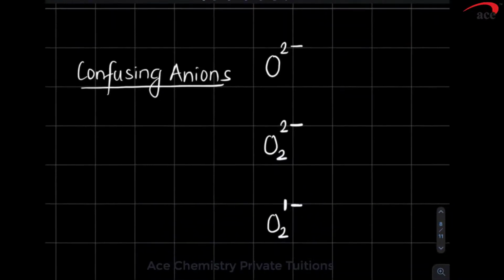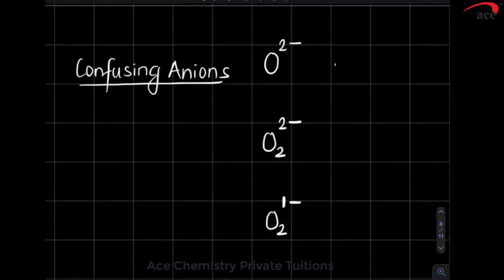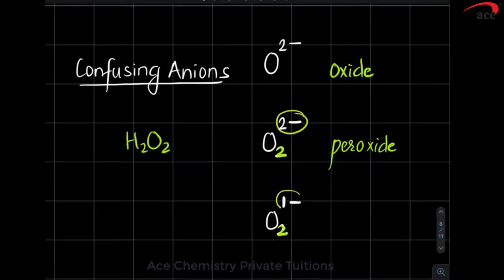Anions. There are confusing anions. This, yeah, elemental anion, oxide. Yeah, this came from hydrogen peroxide if you remember. So peroxide. Oh, this is unusual because this is also 2 oxygen. This is also 2 oxygen, but it has a -2 charge. This is a minus 1 charge. So it gets the name superoxide.